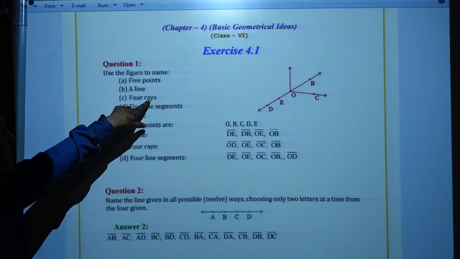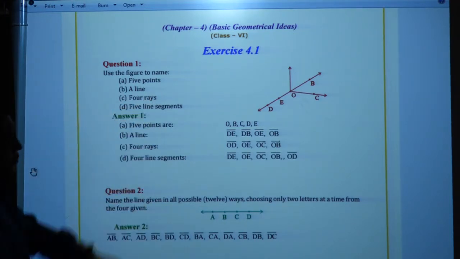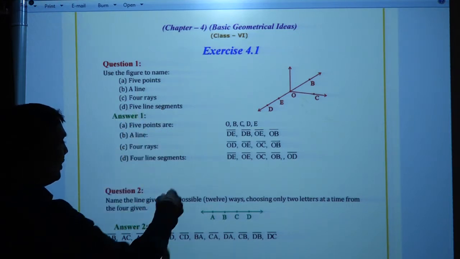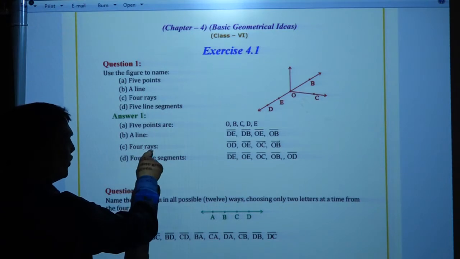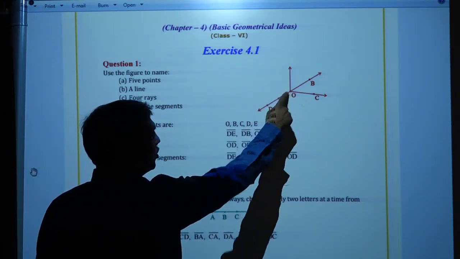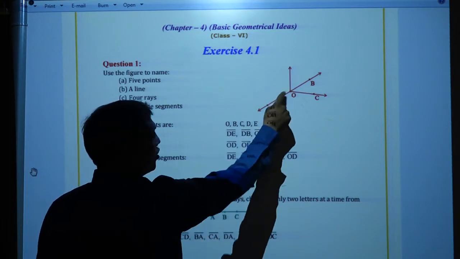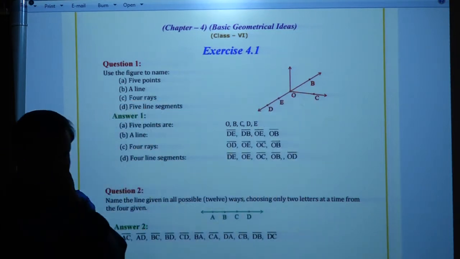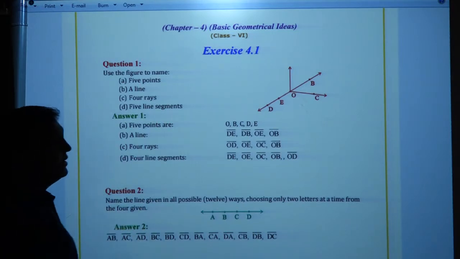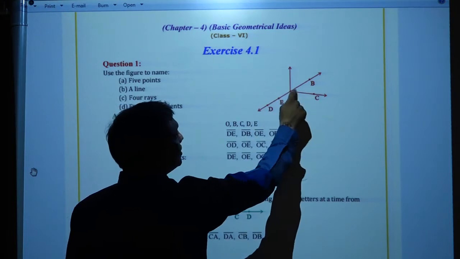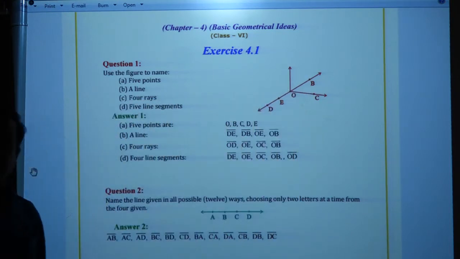Now 4 rays you want to show. Ray means there is a starting point and the ending point is not there. So here 4 rays are given. First one is OD, starting point O. Second OE, OC and OB. Start from O and you can take anything. OE, OD, OC, OB. These are the 4 rays.